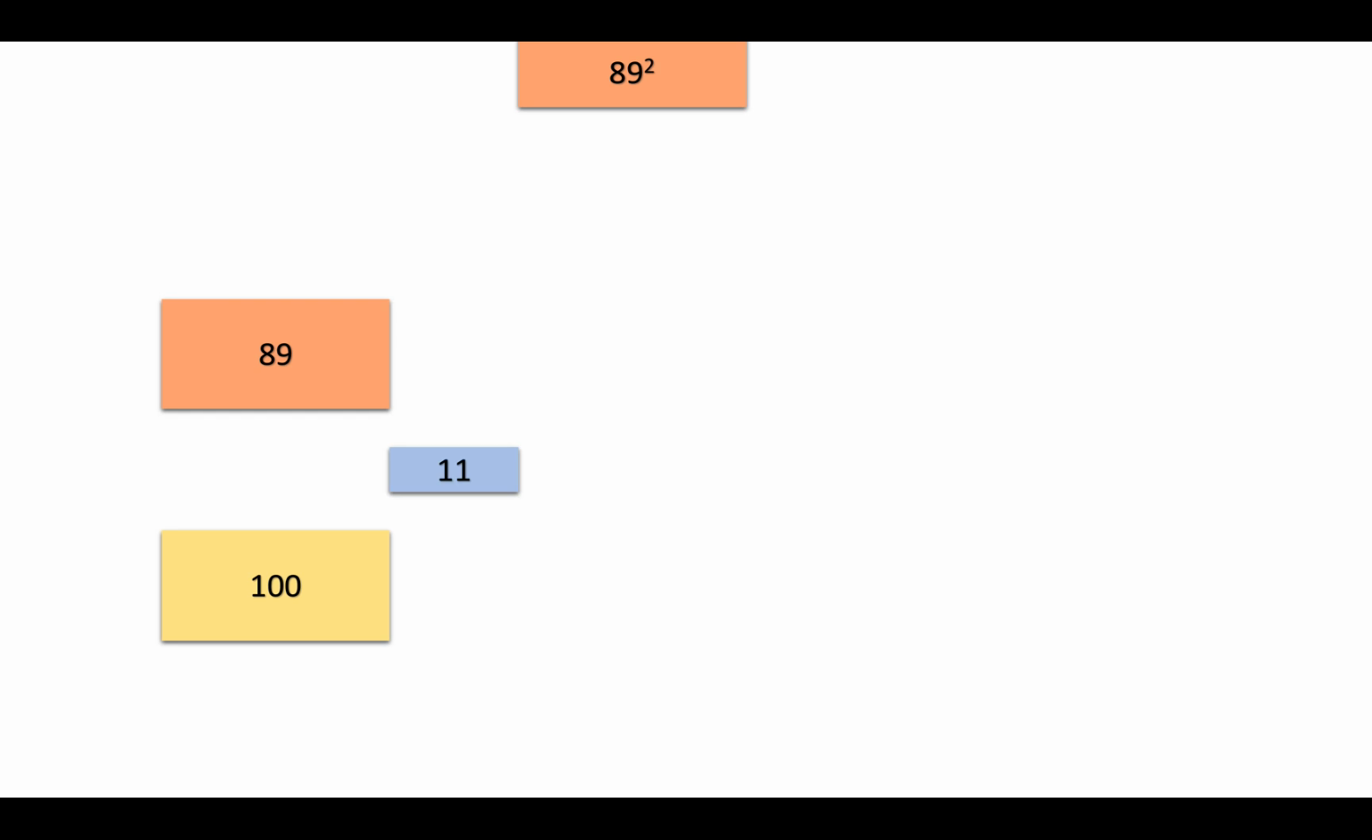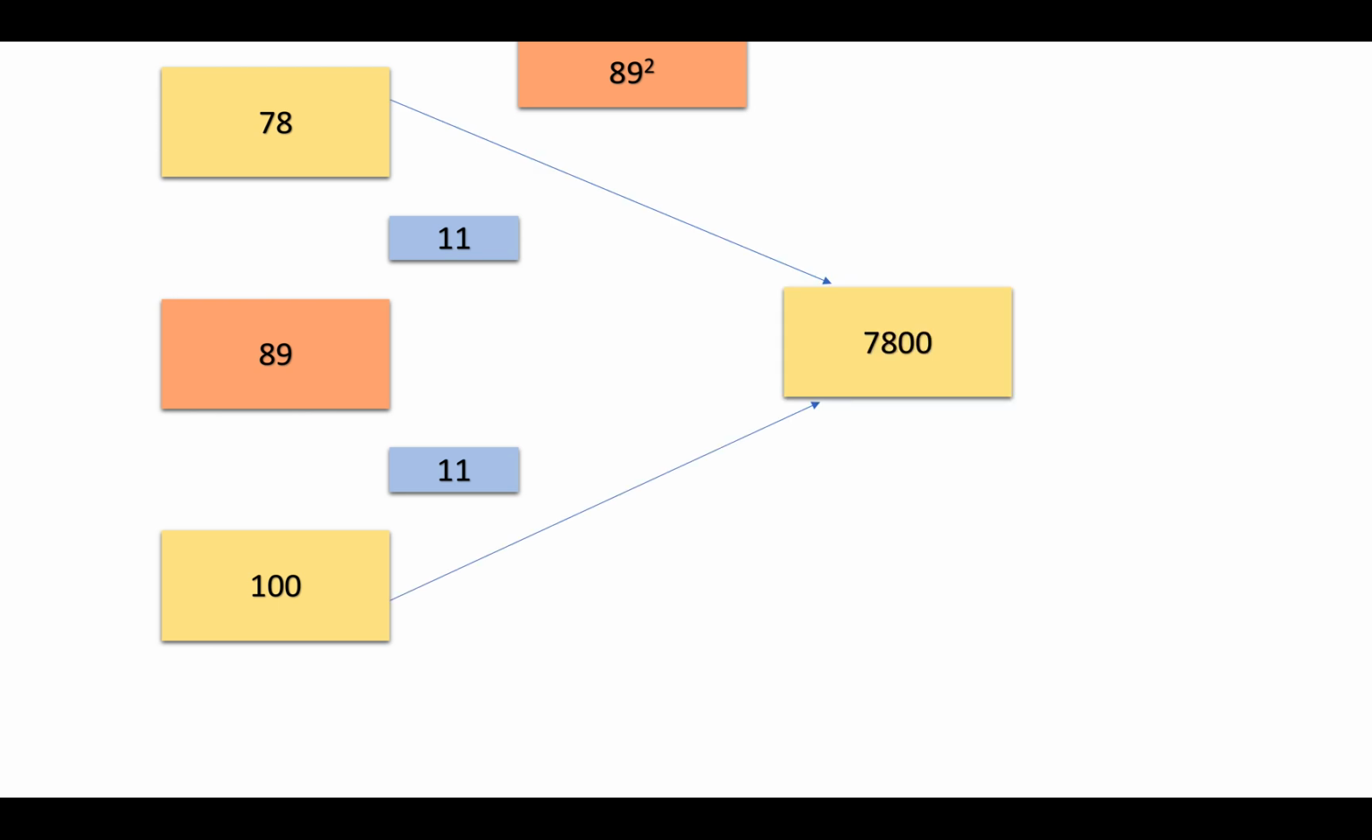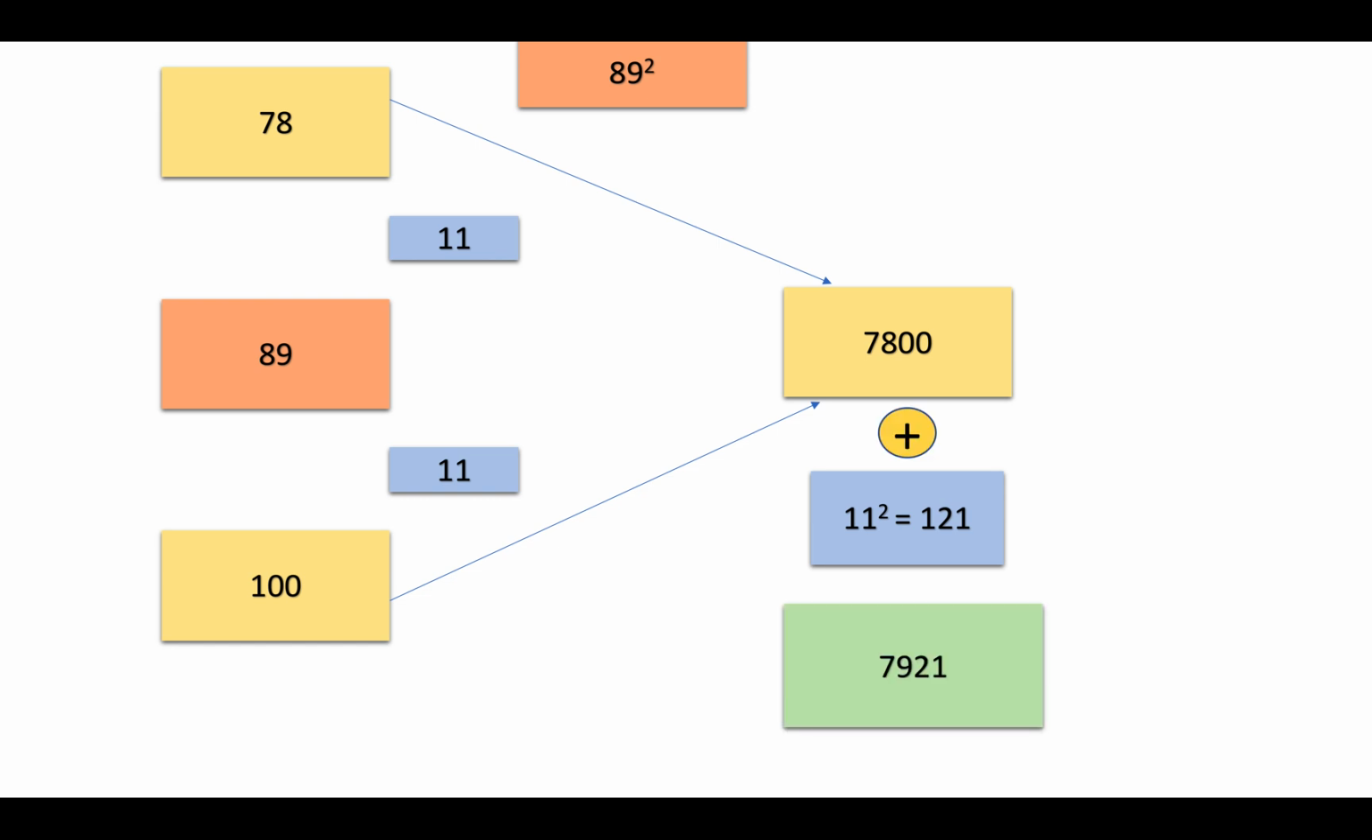Let's take another example, 89. Okay, 89, the closest number, you can take it to be 90 or 100. I prefer 100 because again it is very easy to multiply with. So we'll take 100 here. The difference is 11. So we'll go 11 below 89. We get 78. Multiply the yellow boxes. We get 7800. Square the blue box, you get 121. Add both these, you get 7921.